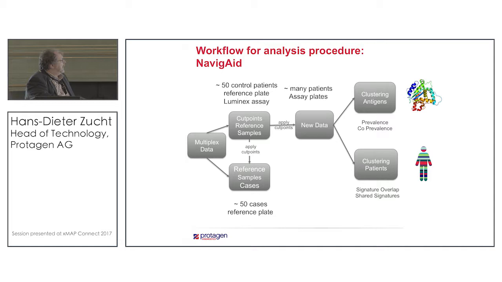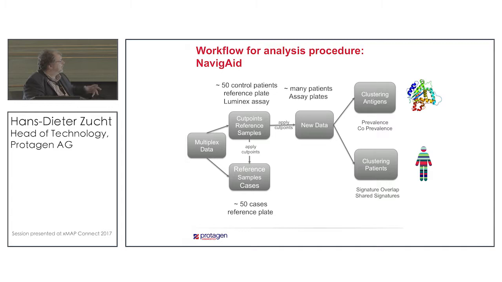And so what I would like to introduce to you: you can take your multiplex data, then establish the cut points with a set of samples, say 50, for example, take the 90% quantile, apply these cut points, look into how many positive samples you're able to call, and then you can binarize your data. And then, of course, apply this cut point to your new data. And then at the end of the day, you are able to cluster your antigens and your patients. Okay, so this is how it is done in reality.